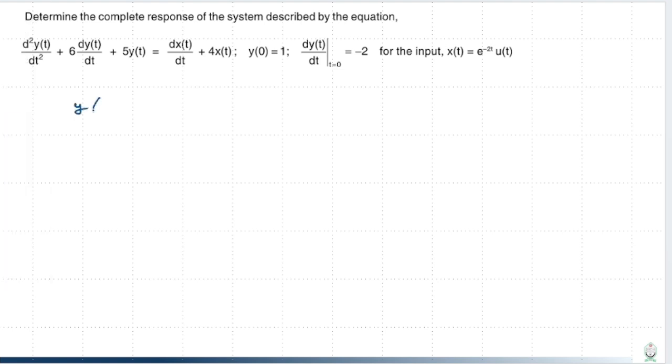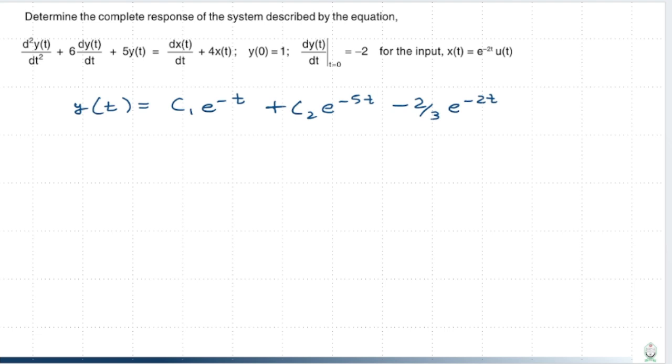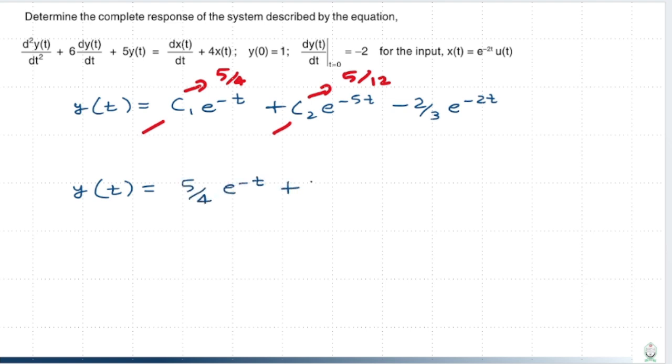The final equation was C1 e to the power minus t plus C2 e to the power minus 5t minus 2 by 3 e to the power minus 2t. Let me see if I have written it correctly or not. Yes, that was the case. And here we have calculated the value of C1 to be 5 by 4 and C2 to be 5 by 12. So if we plug these values into this equation, that is our final answer. The total response of the system is 5 by 4 e to the power minus t plus 5 by 12 e to the power minus 5t minus 2 by 3 e to the power minus 2t. So that is the total solution of this equation.